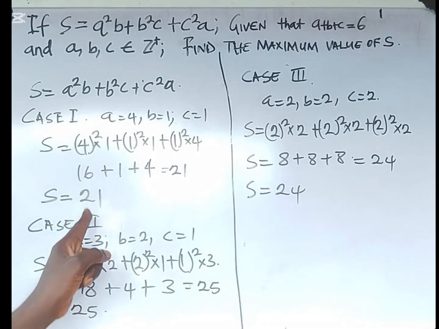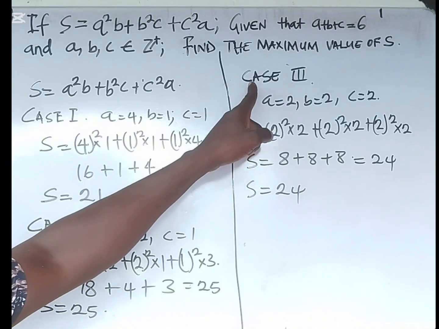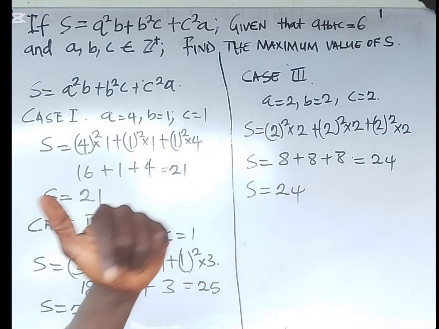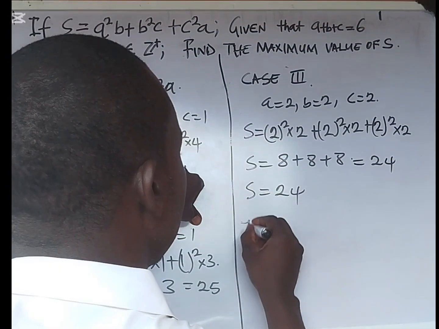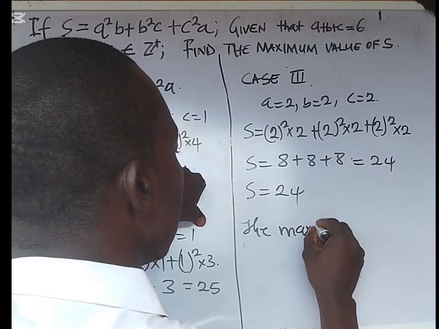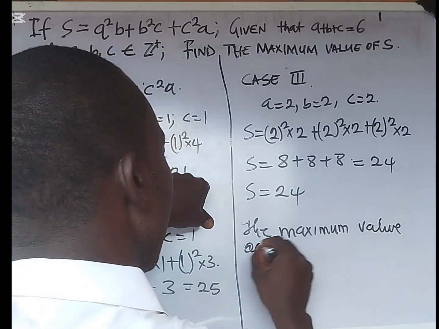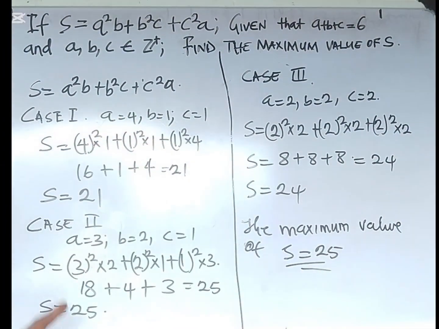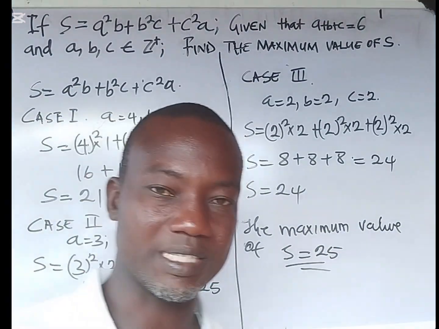So in case 1, the value of x is 21. In case 2, the value of x is 25. And in case 3, the value of x is 24. So from this, 21, 25, and 24, which is the biggest? 25 is the biggest. So the maximum value of x is equal to 25. So we conclude and say the maximum value of x is equal to 25. And we got 25 when A, B, and C are 3, 2, and 1, respectively.